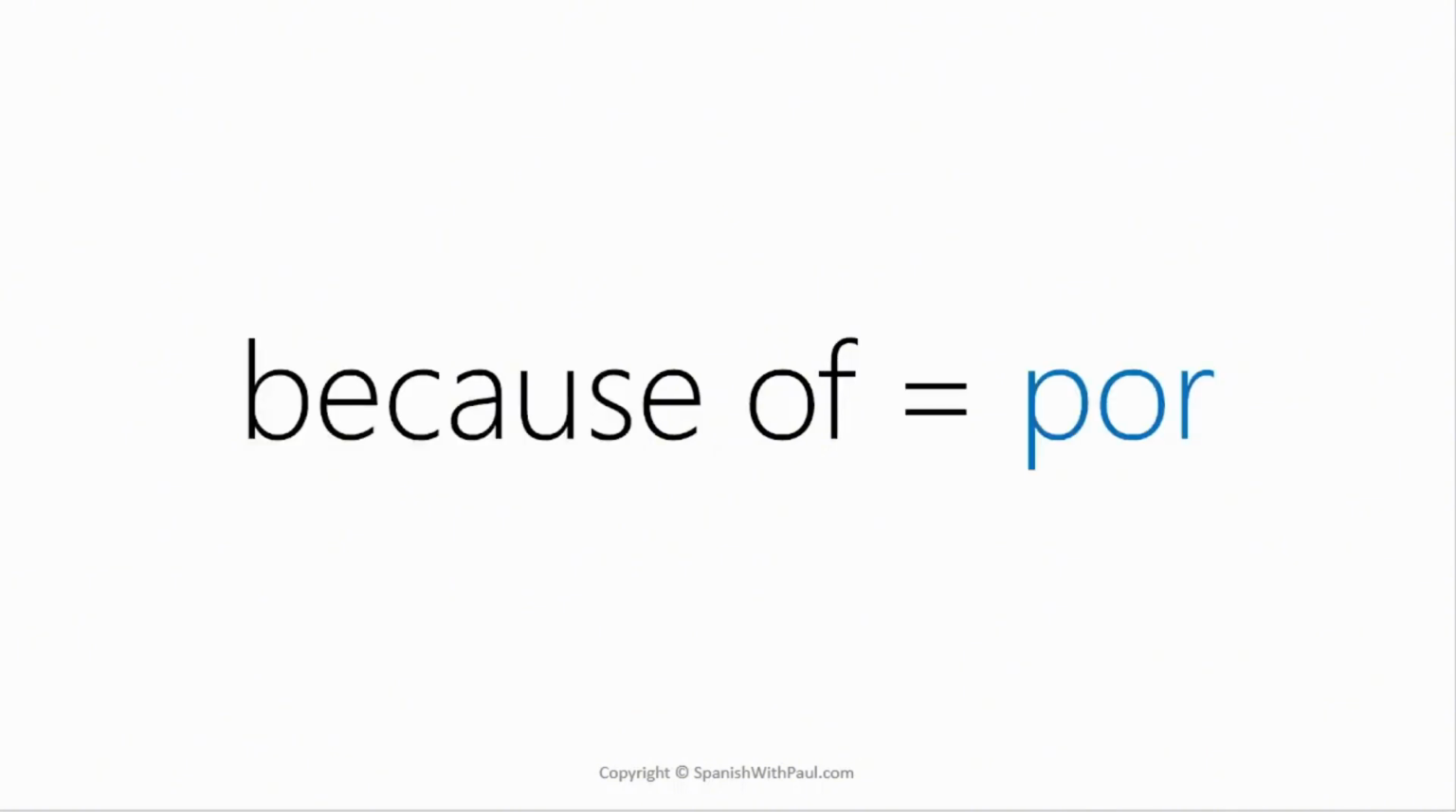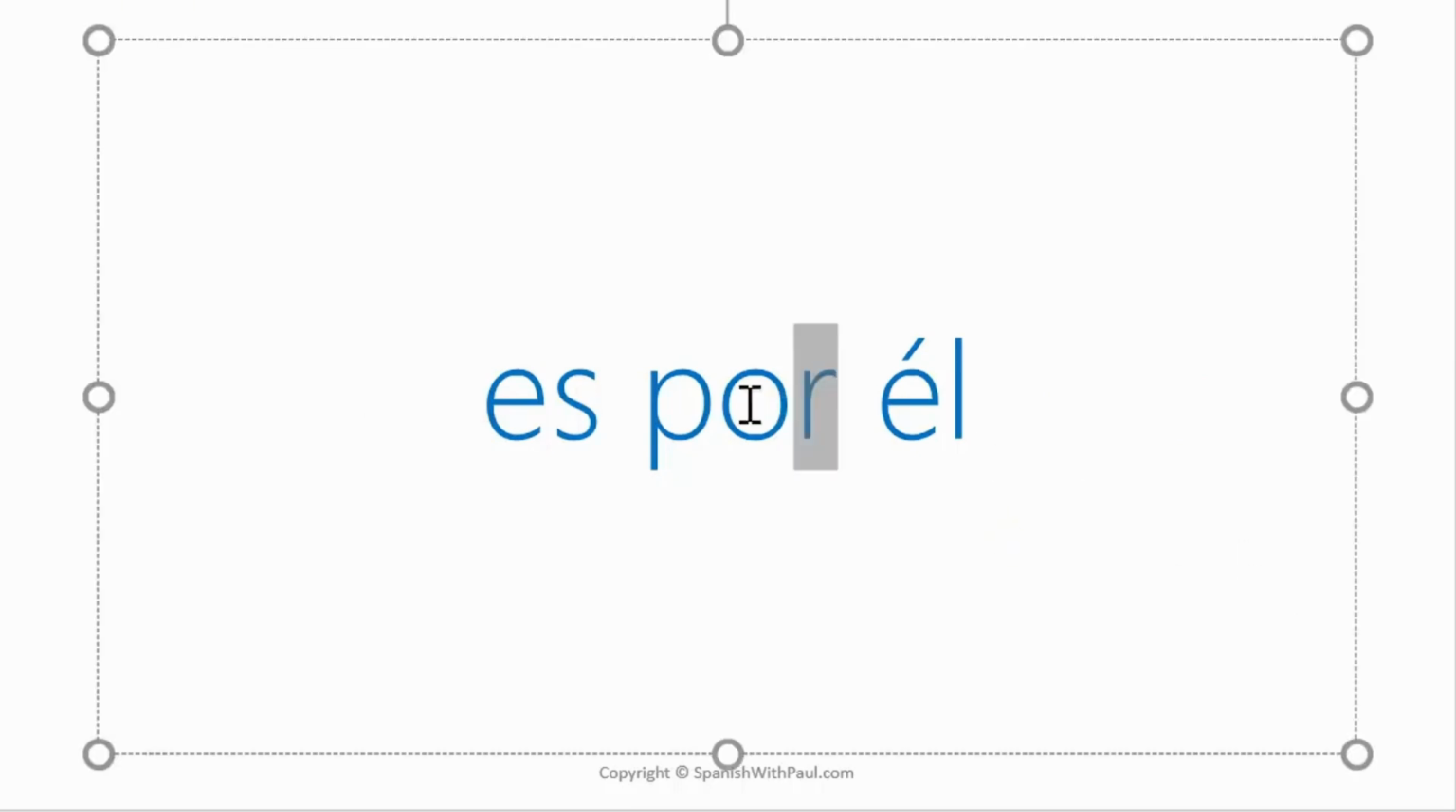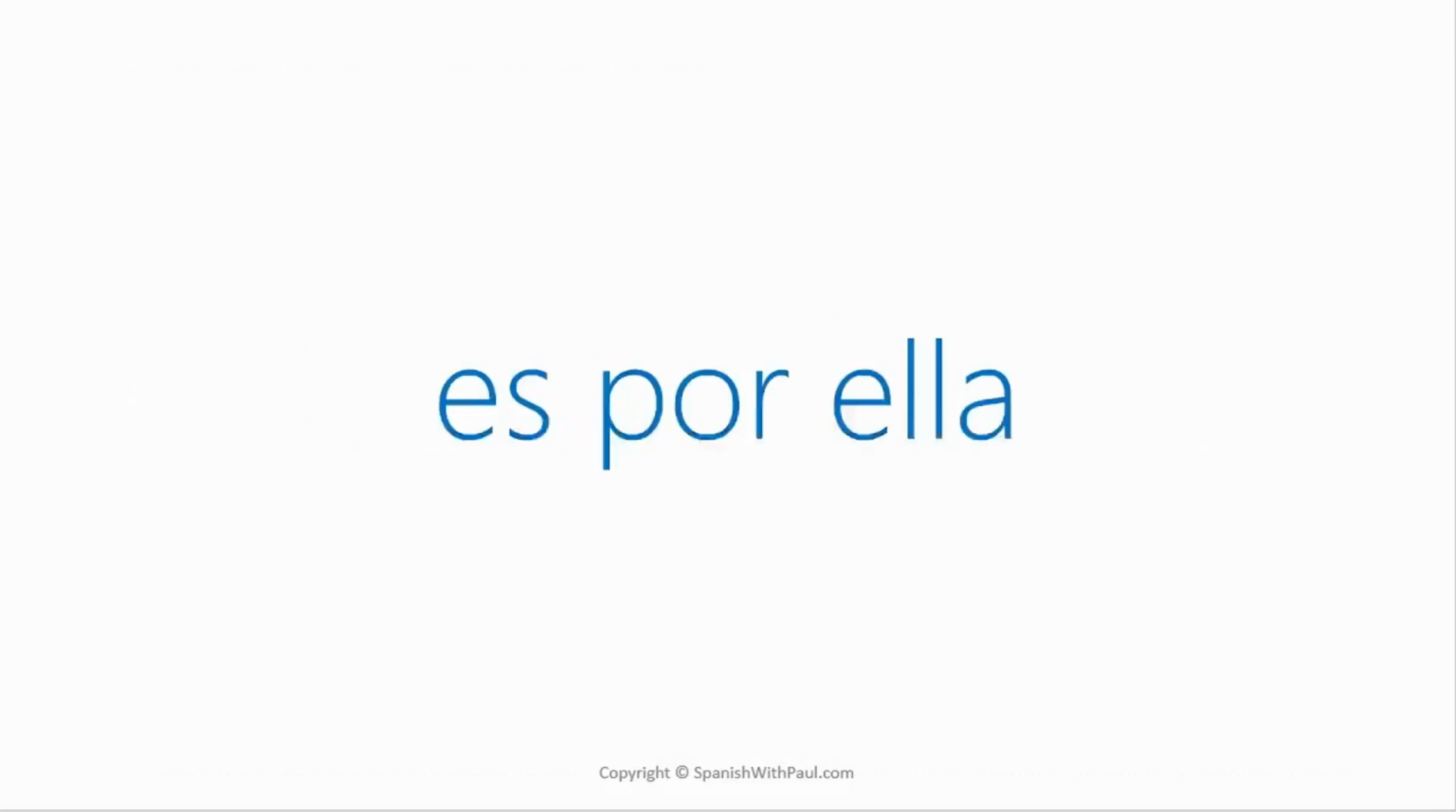With regard to por, whenever you have in English the combination of "because of," this will often trigger the use of the word por in Spanish. For example, if in English we had it's because of him, it would be es por él. You can see here por is standing for "because of," so it is because of him. Es por él. How would you say it's because of her? Es por ella.